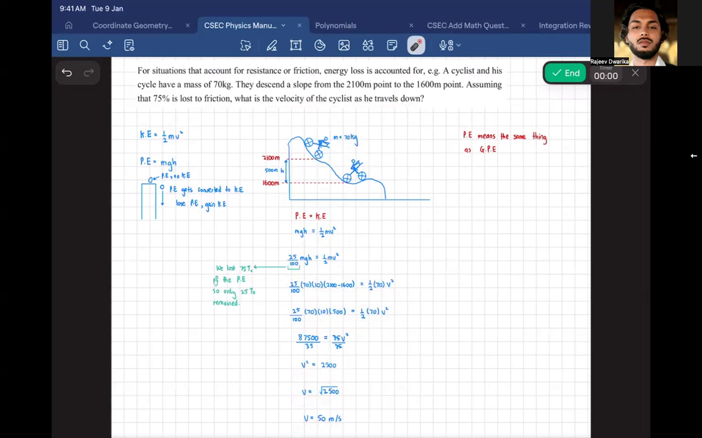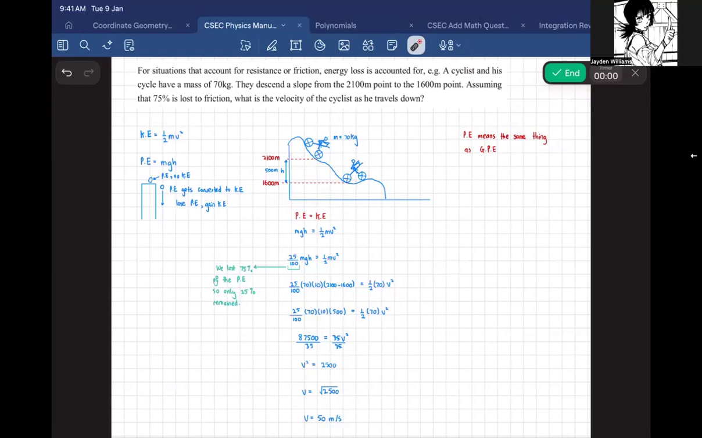So as he travels down, Jadon, that potential energy gets converted to what? Kinetic energy. Right, because he starts moving. If you're moving down a hill, you'll start to speed up. That's kinetic energy. Say potential energy gets converted to kinetic energy.